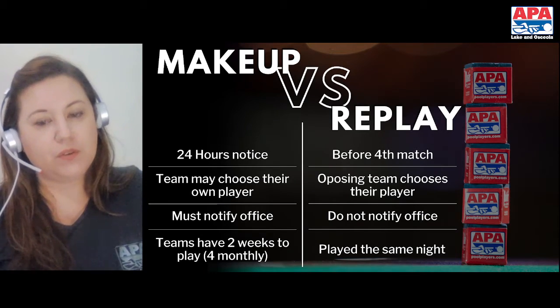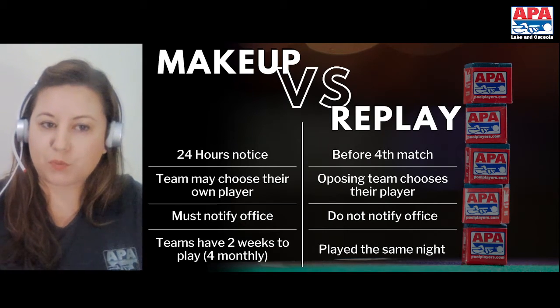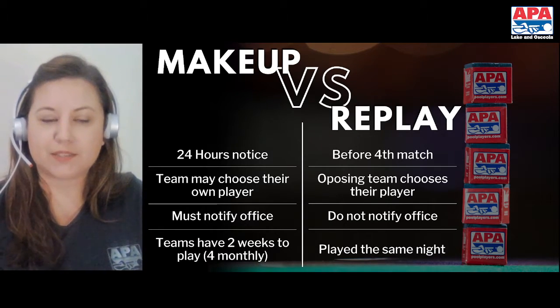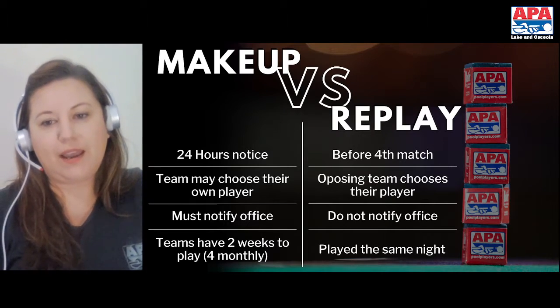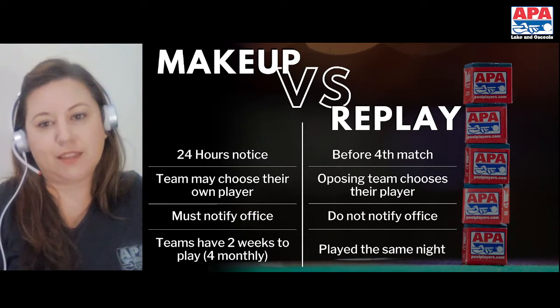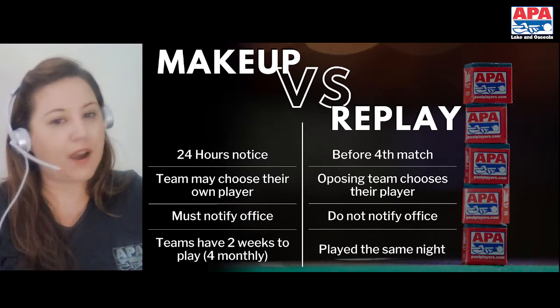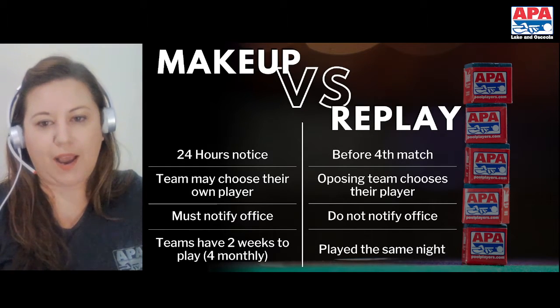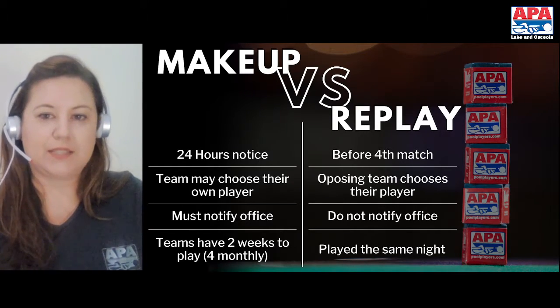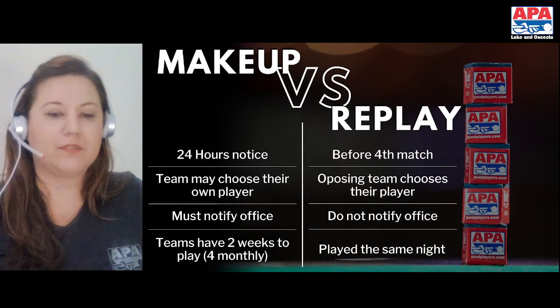If I do follow all the rules of the replay, the opposing team gets to choose which player on my team gets to play twice. All the players that have played in a match need to be present and available, and if they refuse to play again, then the other team can take the forfeit. They do not need to notify the office. We'll see that a player played twice and we'll understand what happened, and it needs to be played in the same night. I think that's pretty self-explanatory, but just for the record.